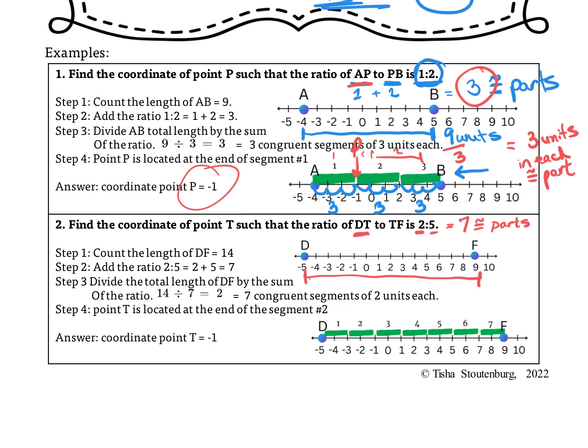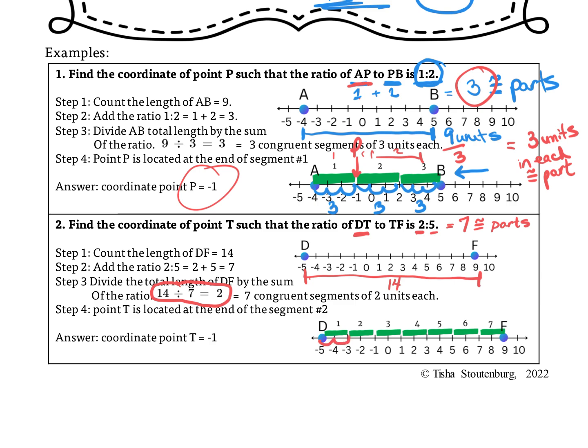So from -5 to 9, that tells me that DF has a length of 14. So if I take 14, my total length, and divide it by the number of congruent parts I need, that tells me that each congruent part will have 2 units. Okay, and I have it demonstrated here in the green at the bottom.